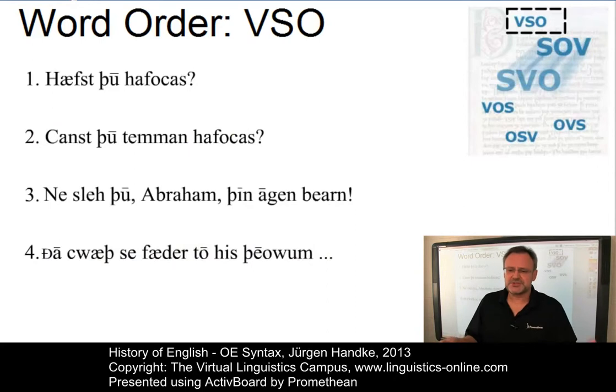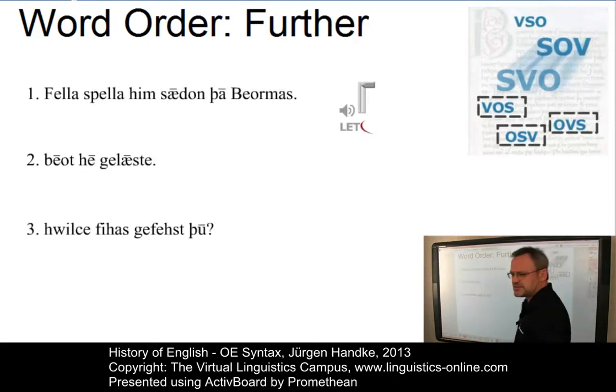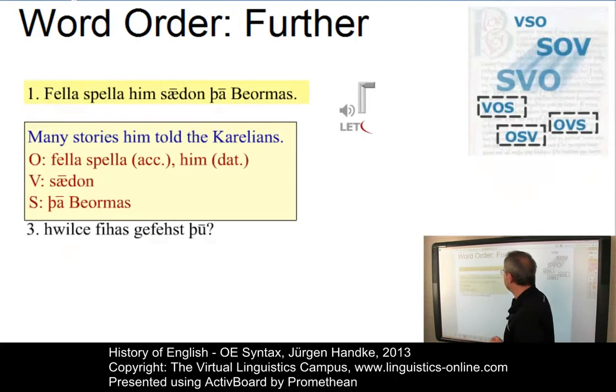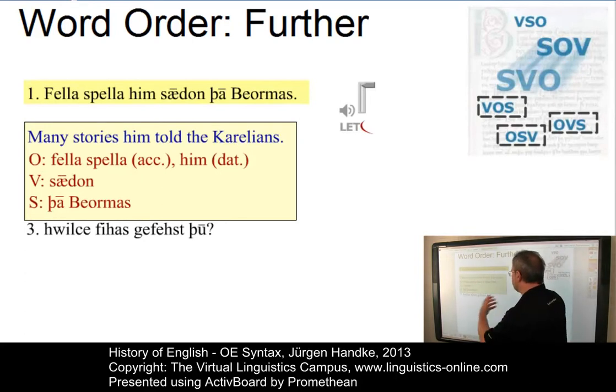Now, word order patterns such as OVS, VOS and OSV all appear in Old English texts, but they're relatively rare. Nevertheless, here are some examples. So in prose you can find examples of this type. Here is number 1. Fela spella him sædon þa Beormas. Many stories him told the Karelians, so OVS, clearly an example of an object-verb-subject order.